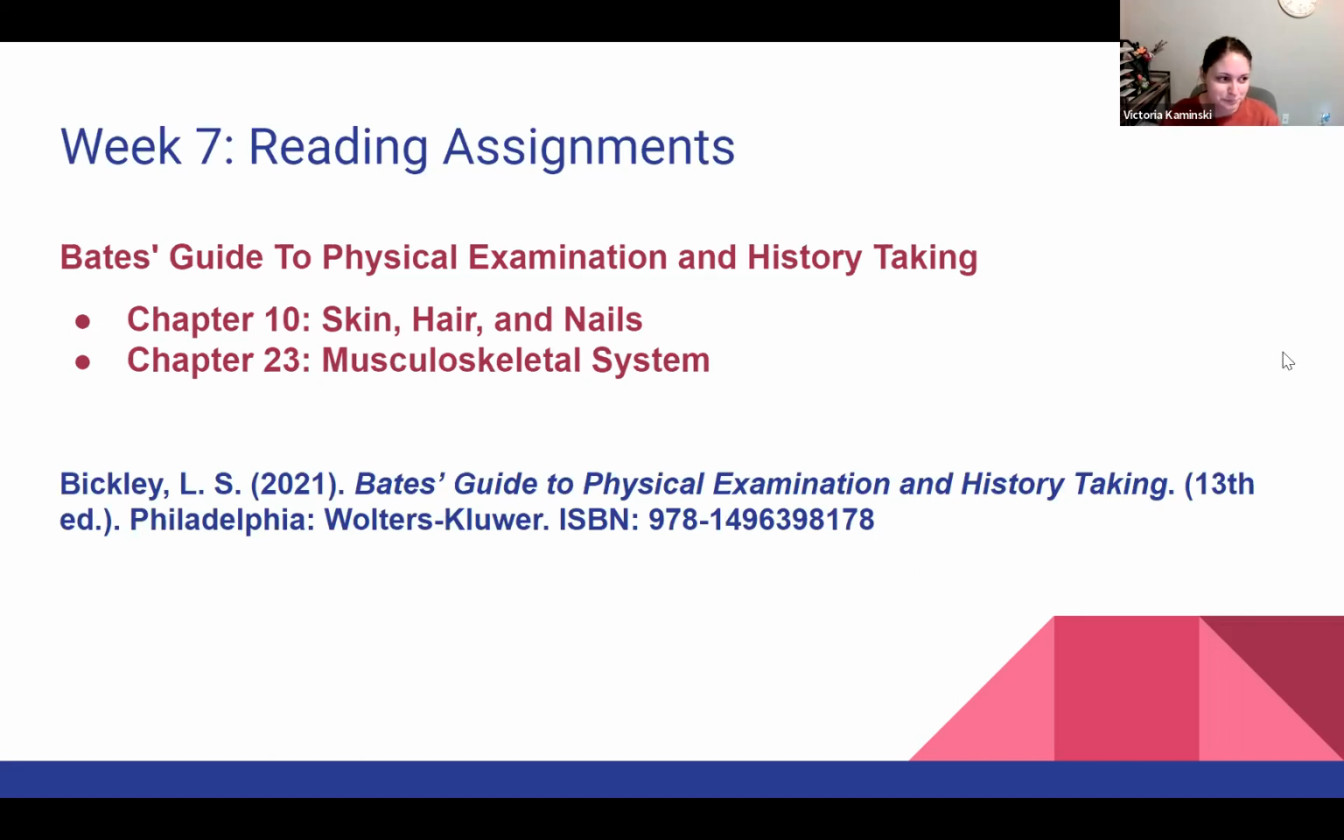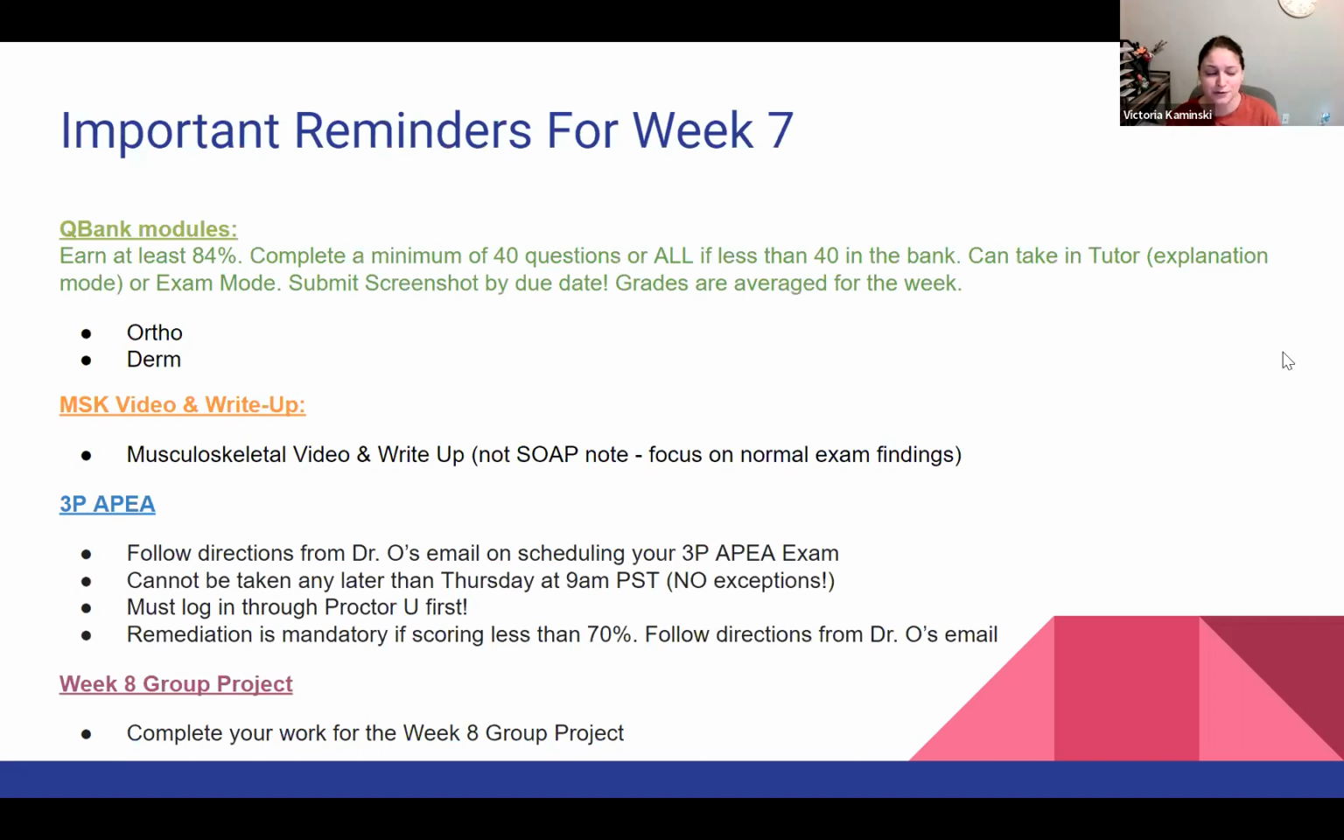Also important reminders for this week, you do have your QBank modules due, and so you need to earn at least an 84% on that, complete a minimum of 40 questions. Unless that bank does not have 40 questions, then you will just go ahead and do the amount of questions to maximize there. You can do it in tutor mode or exam mode, and then you're going to submit that screenshot by the due date, which is by next Monday. And those grades are always average.